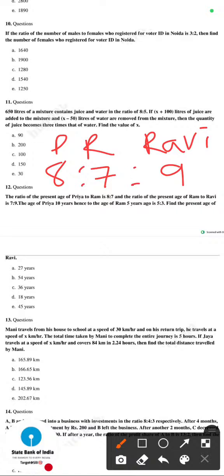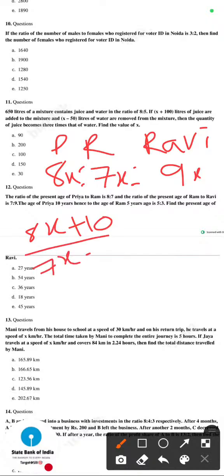Now it says the age of Priya 10 years hence. So let's take x for each. Priya 8x plus 10, and Ram 5 years ago are in the ratio of 5:3. Ram is 7x, 5 years ago means minus 5, whole equals 5/3. This is the given. From this we can find the value of x.